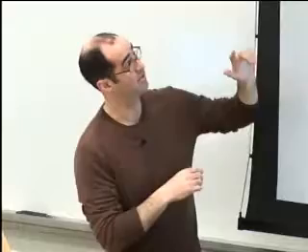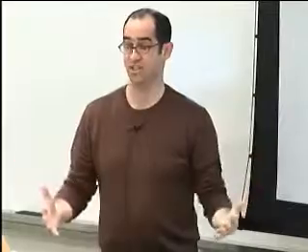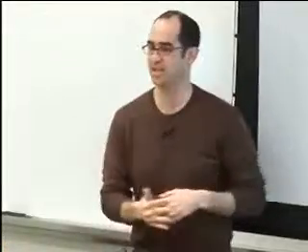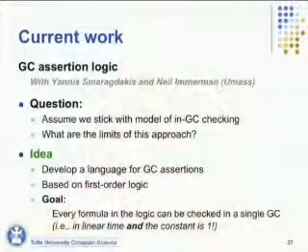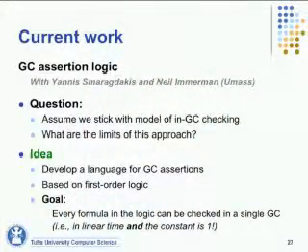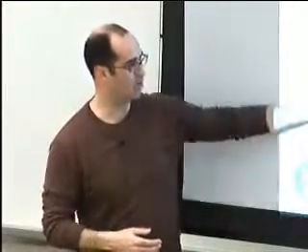This is work I'm doing with Yanis Smaragdakis and Neil Immerman at UMass. The idea is to develop a more full logic for describing these properties that we want to check. So the question is, assume we stick with this model of just checking whatever we can do during a garbage collection. What are the limits? How much can you check just within a regular garbage collection? The idea here is to develop a language for these assertions, really a logic based on first order logic. And the goal is that any formula you can write in this logic can be checked in a single GC.